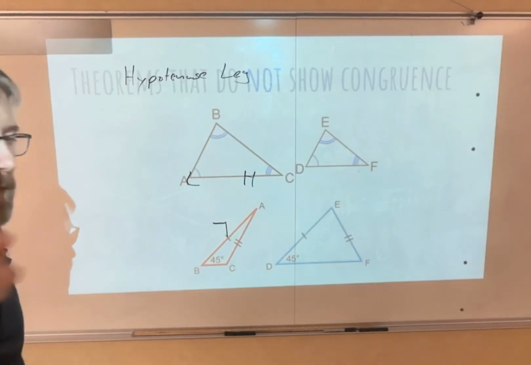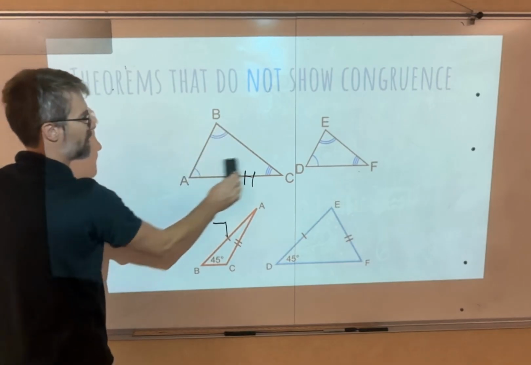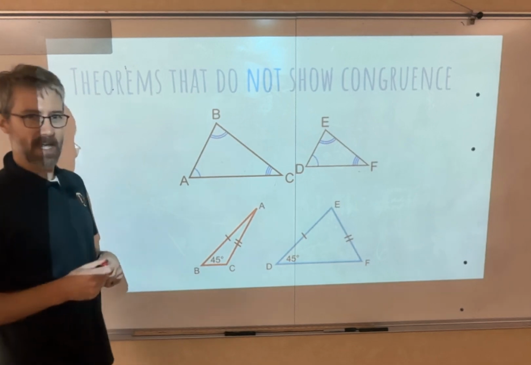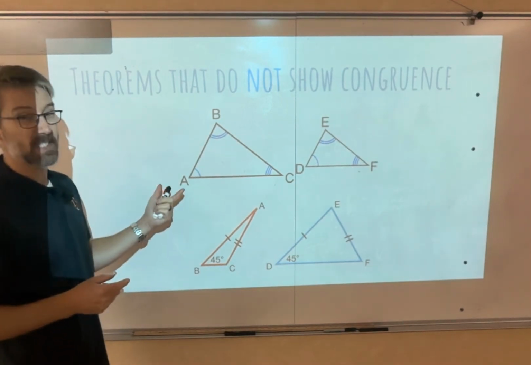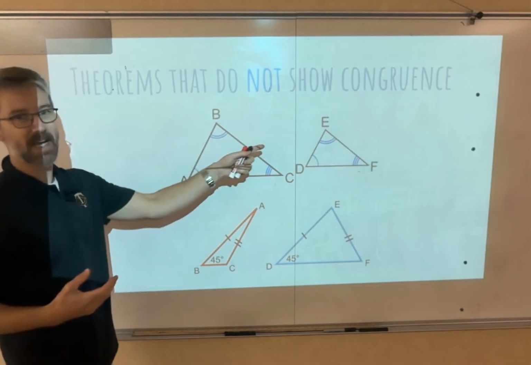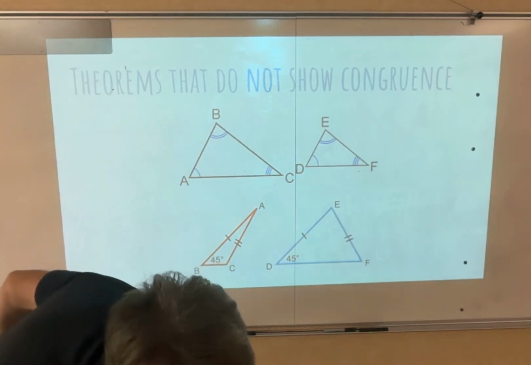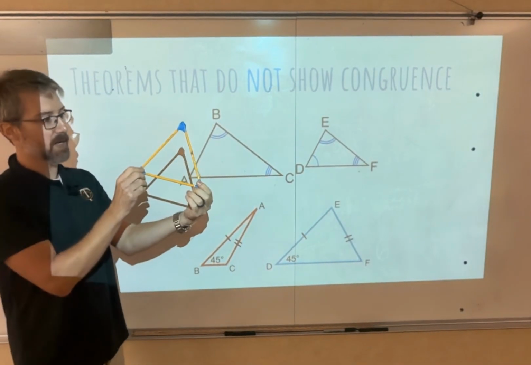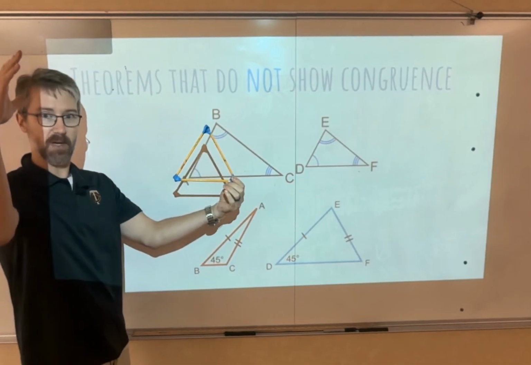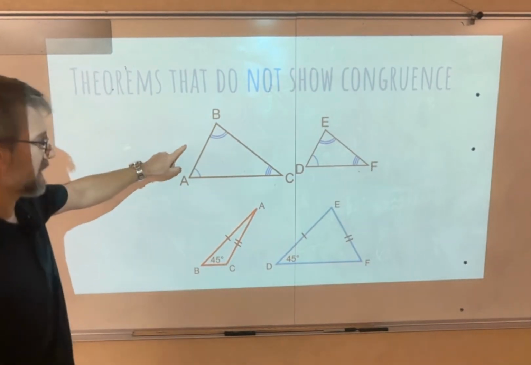All right, some theorems that don't show congruence. I guess they're not really theorems because they don't show congruence. These ones don't work. Angle, angle, angle does not work, right? It makes a similar triangle. They're proportionally the same, but their sizes aren't necessarily the same. So angle, angle, angle is not one. So like this would be an equilateral triangle, right? The one I made out of pencils. But if I connected two pencils and made a bigger one, the angles would be the same, but the triangles would not. That's the idea. That's why angle, angle, angle doesn't work.